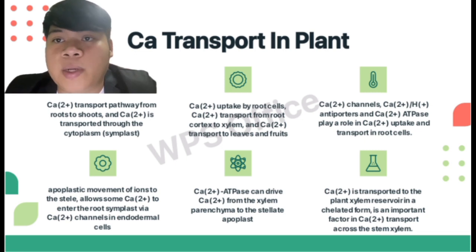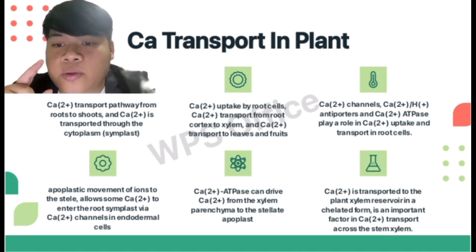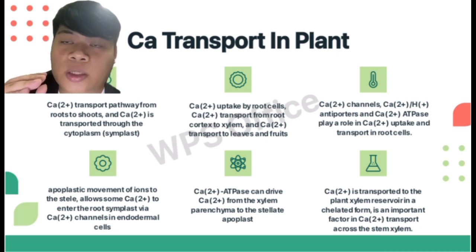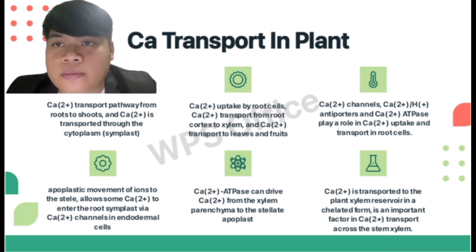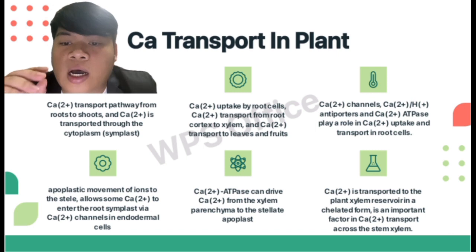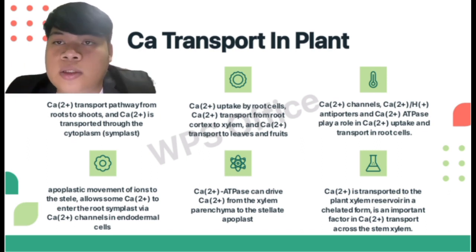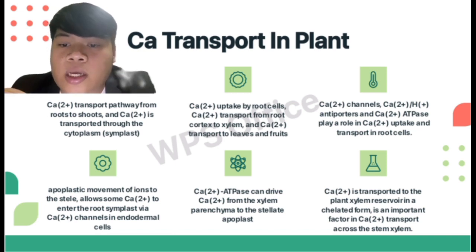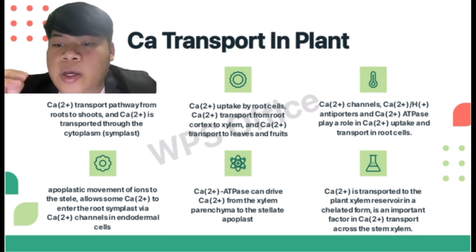Calcium transport in plants. The calcium transport pathway from root to shoot is through the cytoplasm or intercellular space of cells connected by plasmodesmata. This involves calcium uptake by root cells, transport from the root cortex to the xylem, and then transport to leaves and fruits. Calcium channels, antiporters, and calcium ATPase play a role in calcium uptake and transport in root cells.